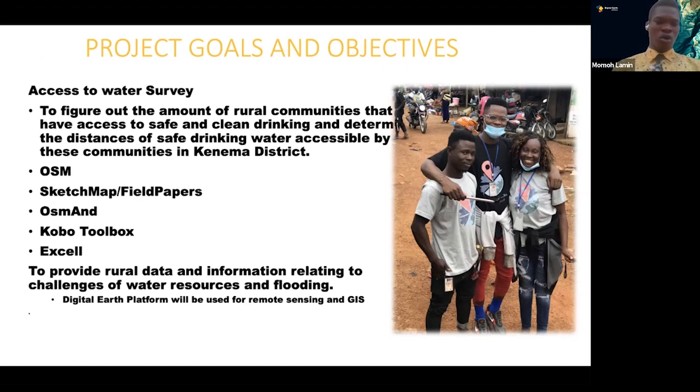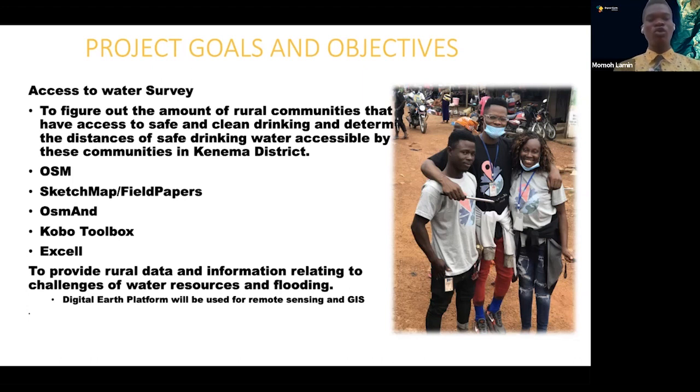And also, we are going to conduct a water survey to figure out which communities have access to safe, clean drinking water, and determine the distance to safe drinking water accessible by these communities within the rural communities of Kenema district. And of course, before we do the survey, we are going to map these communities and place them on OpenStreetMap. And of course, we will have field papers, which are sketch maps given to our field workers who will be going to the field to map.